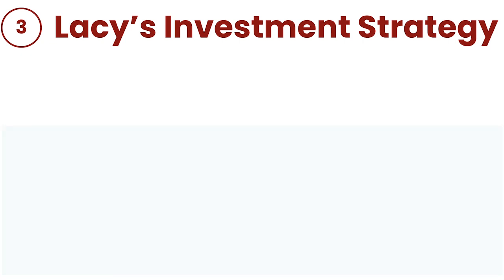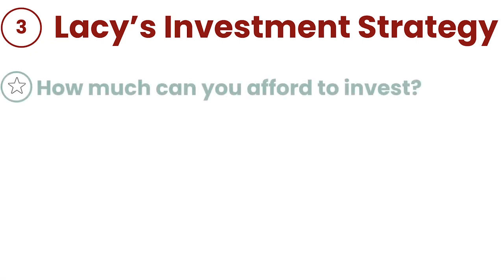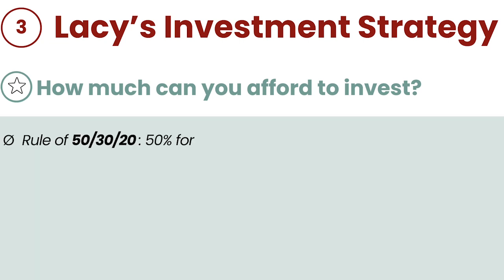How much can you afford to invest? Well, Lacey follows the 50-30-20 rule: 50% for her needs, 30% for her wants, and 20% for her investments. Supposing a total compensation of $60,000 a year and she does not have any debt, suppose she wants to invest 20%, which means $12,000 per year.